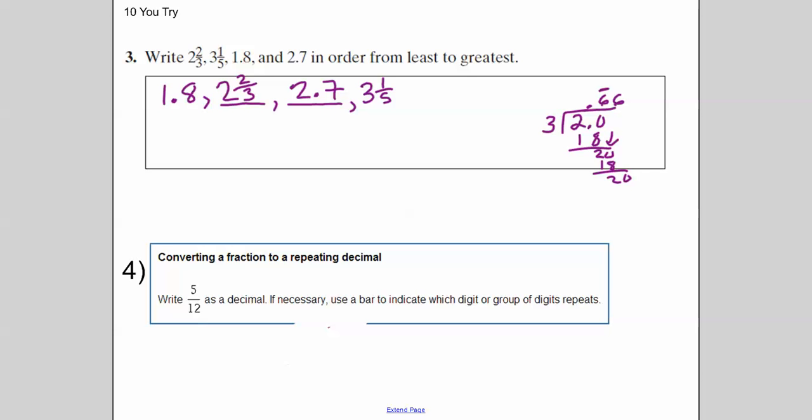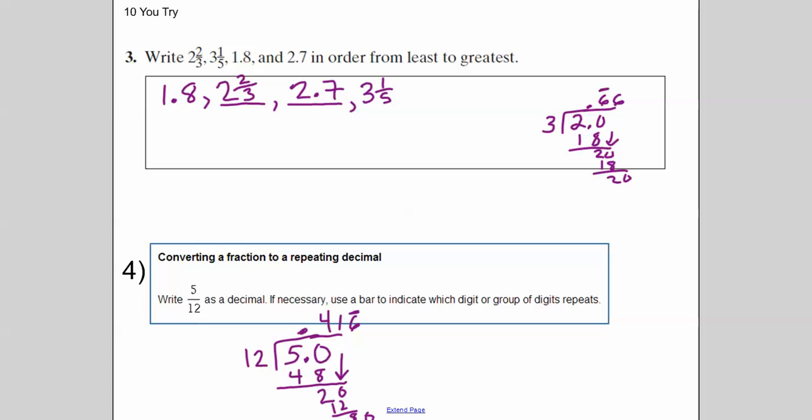And down here I've got a repeating decimal, so we do 5 divided by 12. When I do 5 divided by 12, I'm going to end up with 0.416 repeating. And the 6 is the only digit that repeats there.